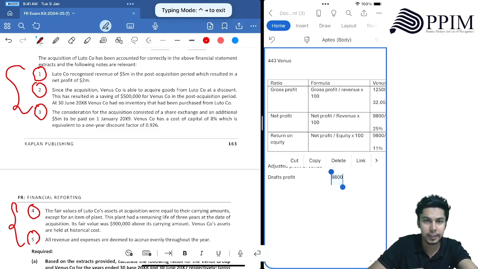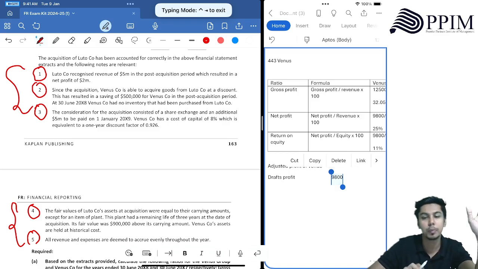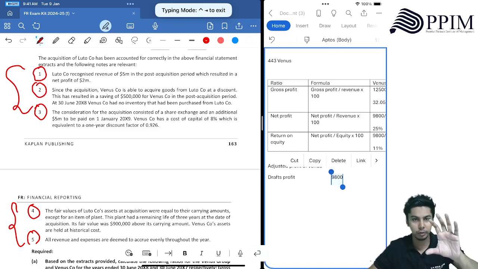If Luto is not there, take these 5 adjustments and I want you to recalculate your profit and show it to me as much as possible. Right, start doing that part, guys. So what you do is you do it this way.